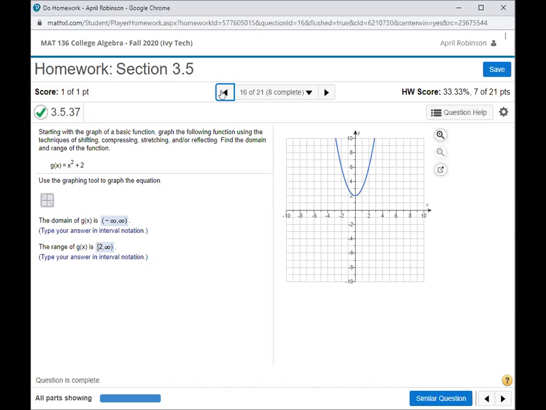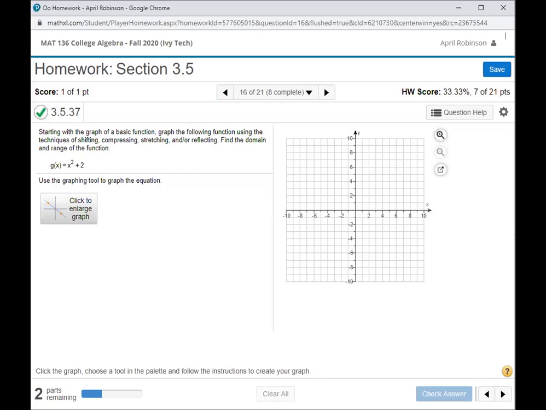I'll go back one. What if they said a similar question, and they change it? No. Hey, that's the same question, x squared plus 2. Oh well, that's how you do that. I'm going to go back to my PowerPoint.